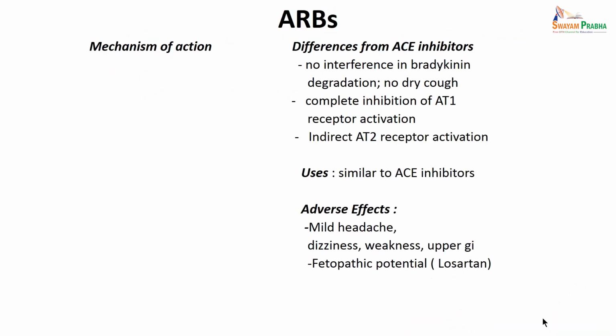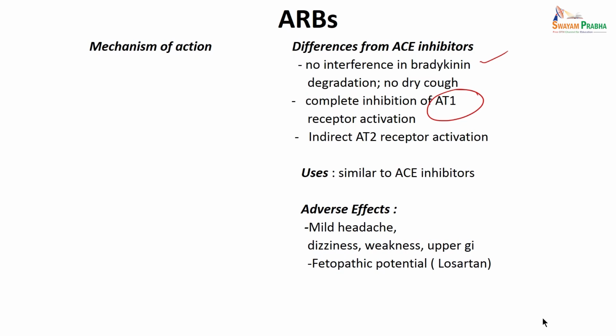Now, coming back to angiotensin receptor blockers, which are very commonly used. As you can see, the common problem with earlier ACE inhibitors is a dry cough. If you look at the mechanism of action and how it differs from ACE inhibitors, angiotensin receptor blockers have no interference with bradykinin. So, if you look at the incidence of people suffering from dry cough, because there is no degradation, there are fewer chances of dry cough. And these ARBs completely inhibit the AT1 receptor.